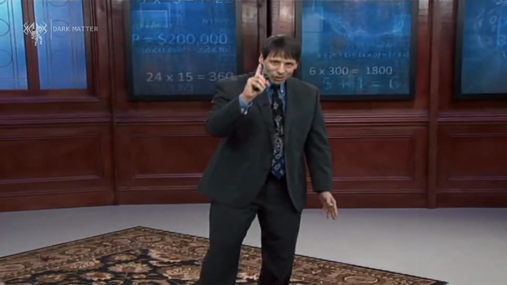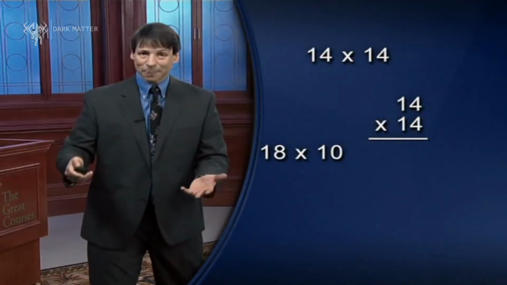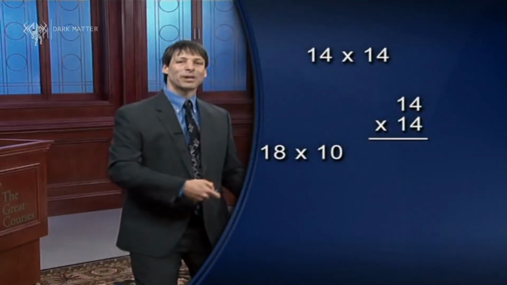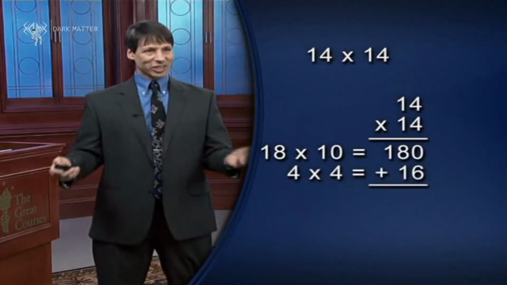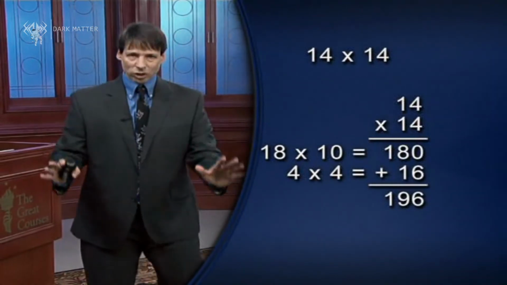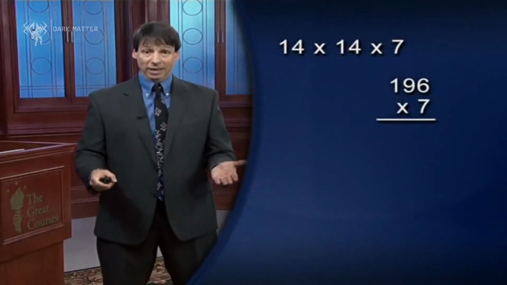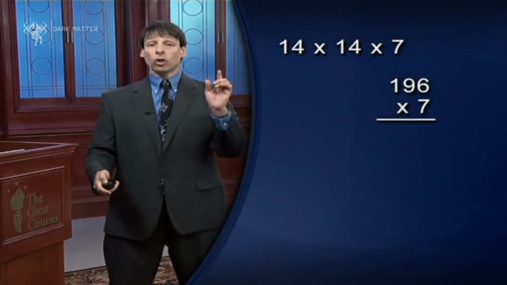Or we can use the method we learned in Lecture 1 for multiplying two numbers between 10 and 20, right? We're doing 14 times 14. Let's not forget what we learned in Lecture 1. We can do that by taking 14 plus 4, which is 18, multiplying that by 10 to get 180, then add to that 4 times 4, 16, to get 196.